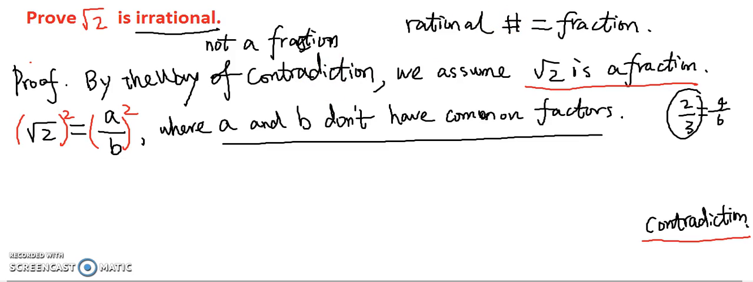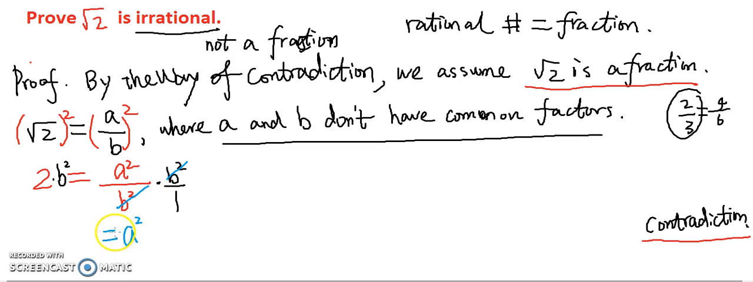Now the left side, from algebra class, we know square root of 2 squared is 2. And on the right side, when we square the fraction, you square the top and square the bottom. Now we want to get rid of fractions, so we multiply both sides by b squared. We multiply the right side by b squared over 1, and the left side by b squared, which is the same as b squared over 1. We can cancel b squared and b squared on the right side. So the right side becomes a squared over 1, which is just a squared, and the left side, we get 2b squared.